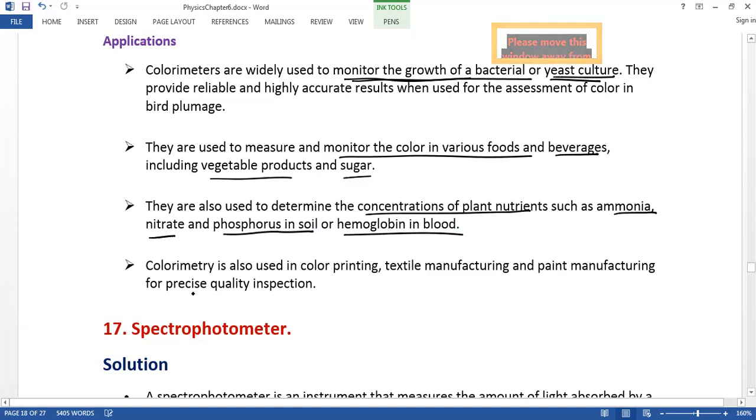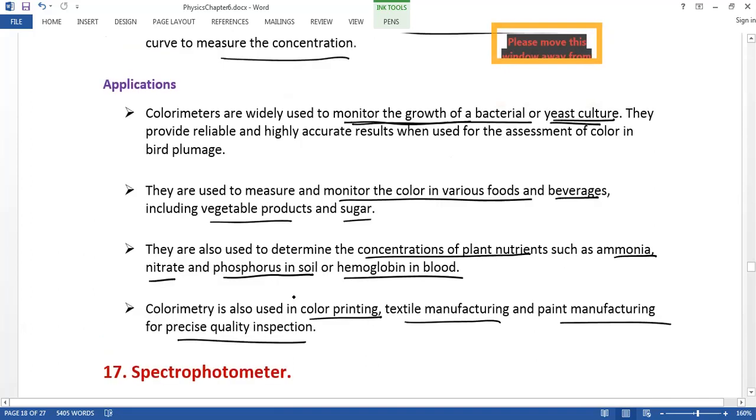And the next one is, the colorimeter is also used in color printing, textile manufacturing, and paint manufacturing for precise quality inspection. So these are the four applications of the colorimeter.